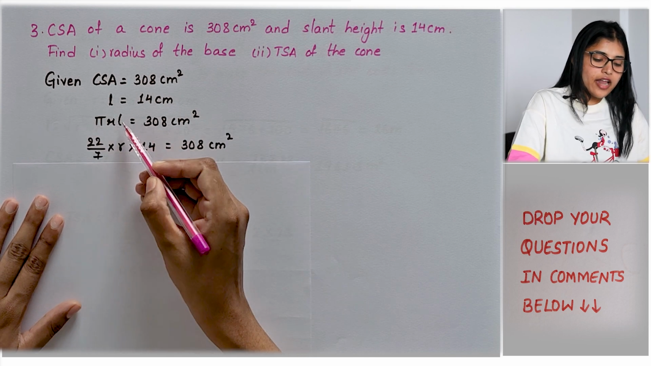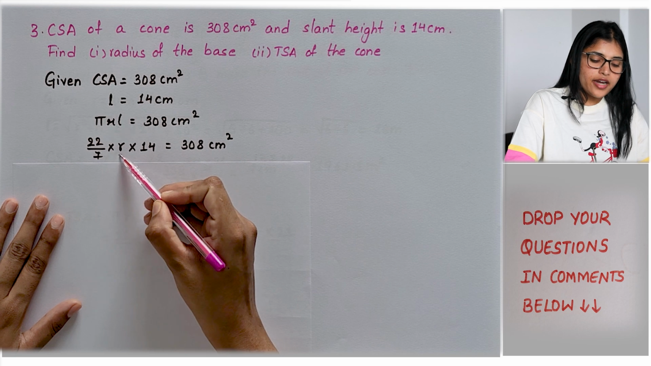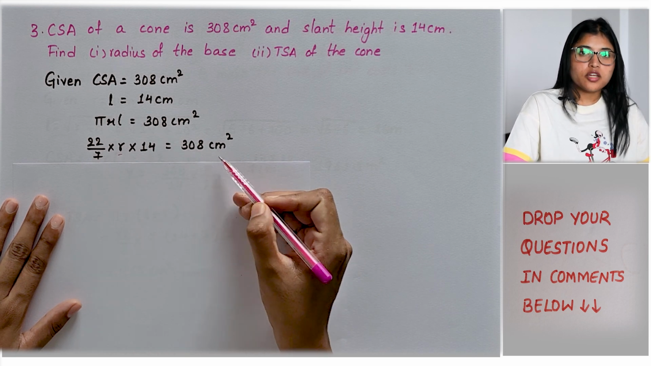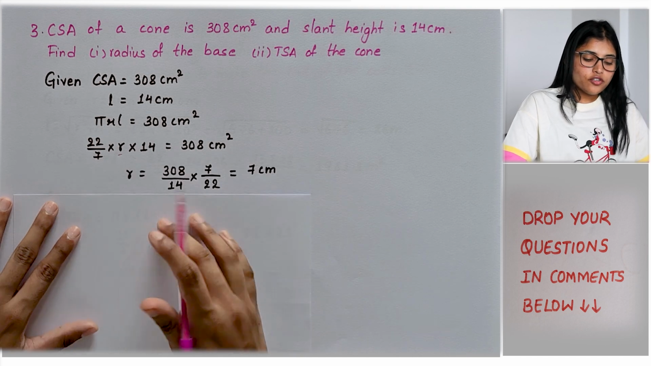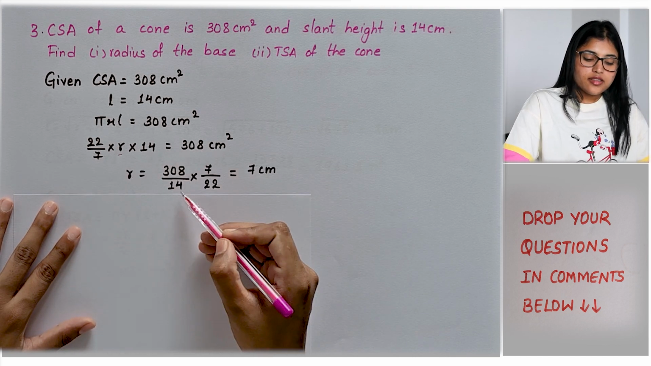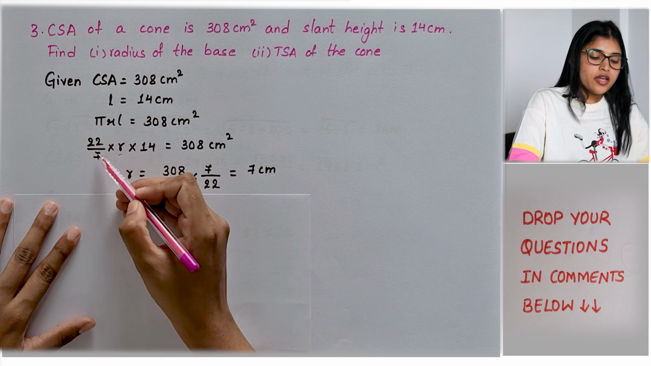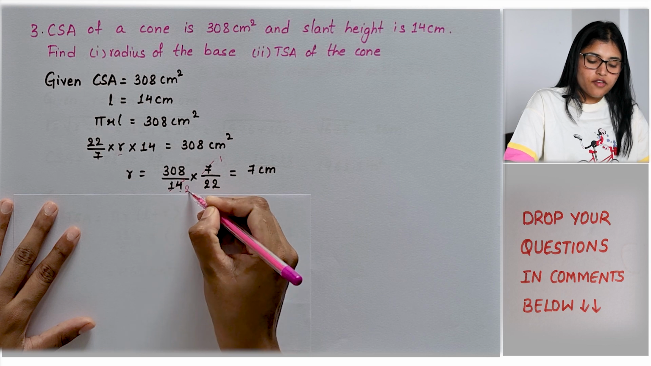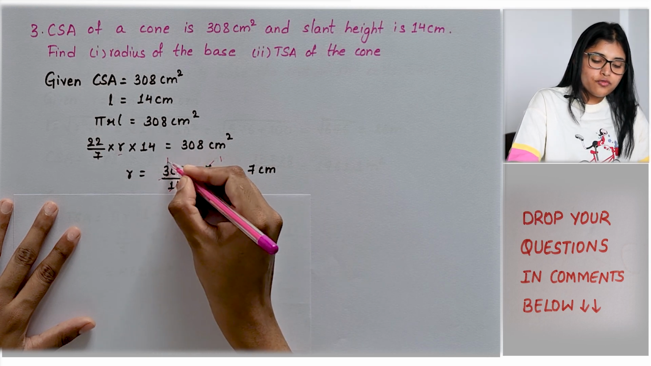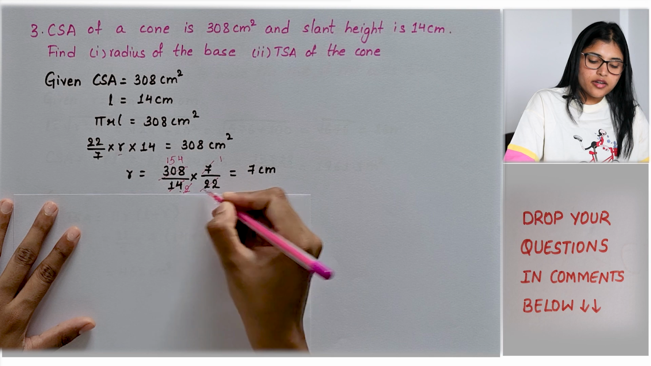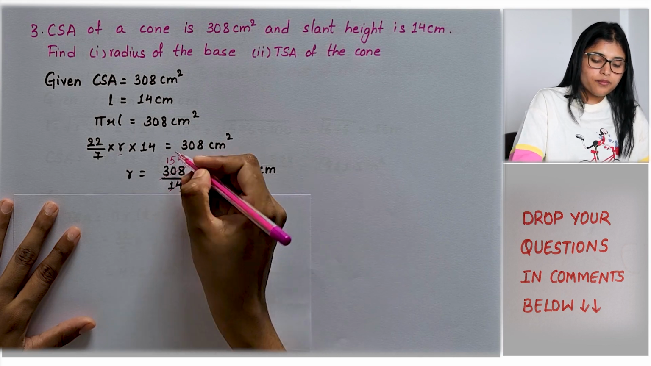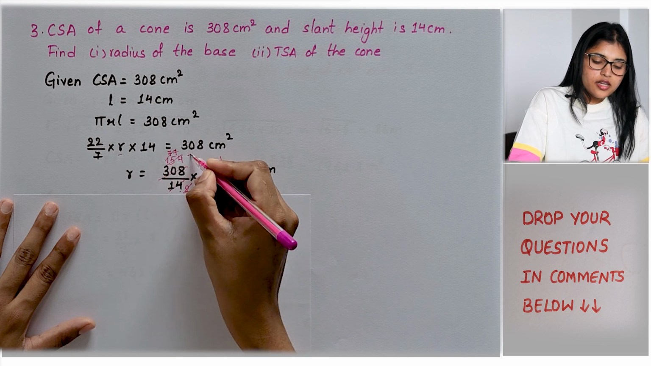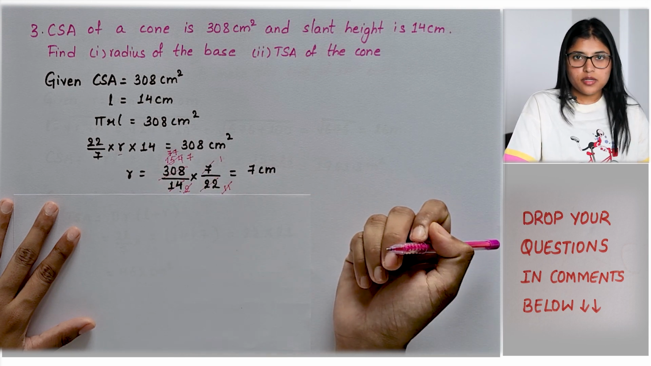Now substituting the value of L and pi here, in order to find R, I can write it as 22 by 7 into R into 14 equals 308 centimeter square. Now in order to find R, I am sending 14 to the denominator, and 22 by 7 becomes 7 by 22. So I get 7 centimeters as my radius.